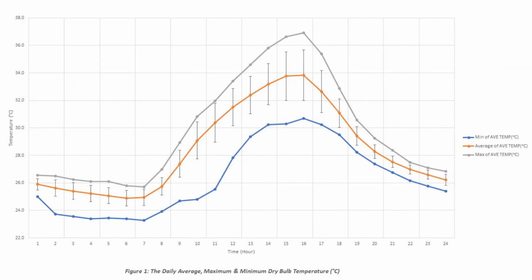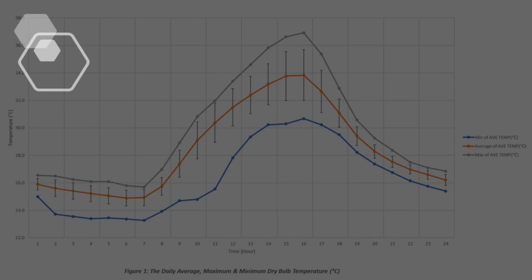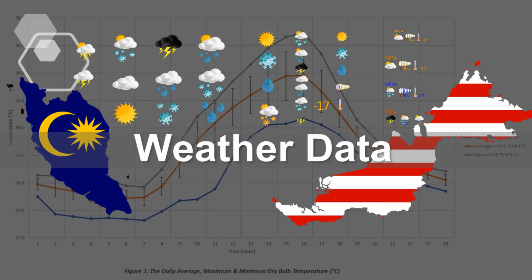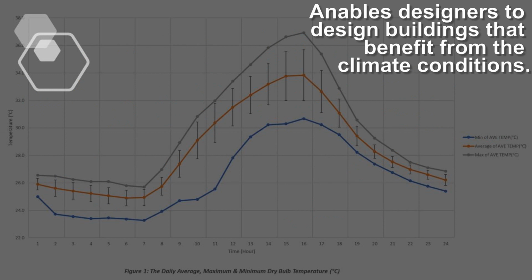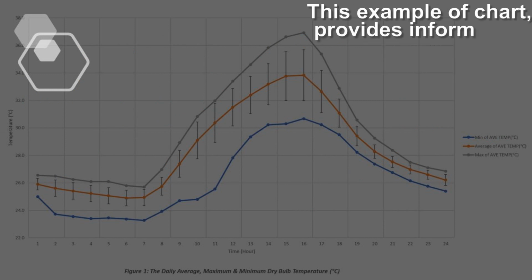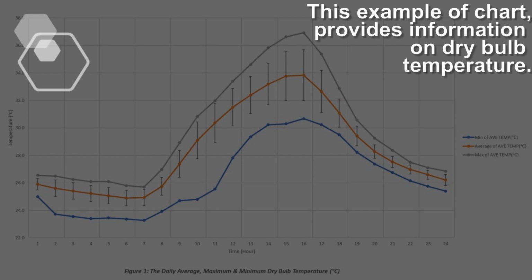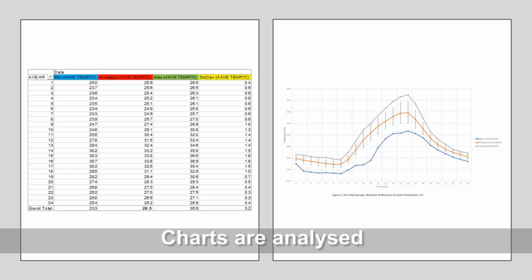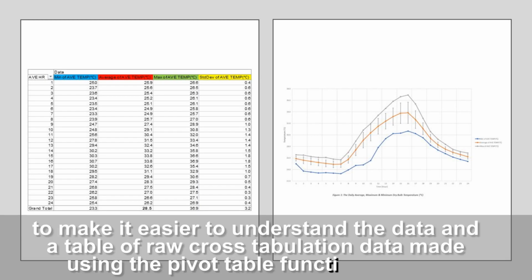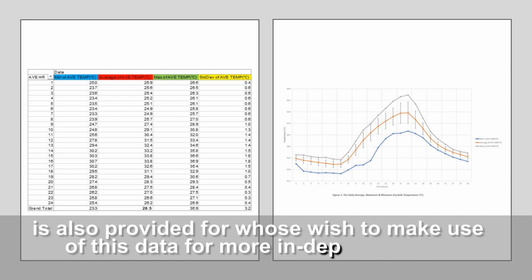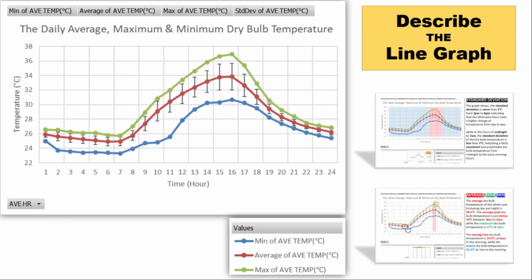So, what is this chart all about? Now listen, a clear understanding of Malaysia's weather data enables designers to design buildings that benefit from the climate conditions. This example chart provides information on dry bulb temperature. Charts are analyzed to make it easier to understand the data, and a table of raw cross-tabulation data made using the pivot table function in Excel is also provided for those who wish to make use of this data for more in-depth analysis on their own.